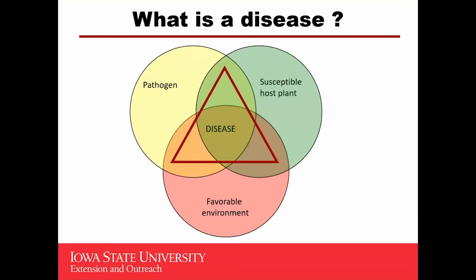And then the third side, and probably the least obvious, is that you need to have a favorable environment as well. So fungi tend to like a humid environment, for example. So the weather dictates this a lot, and where you are climate-wise dictates this a lot. But you need to have all three of those things in order to have disease.